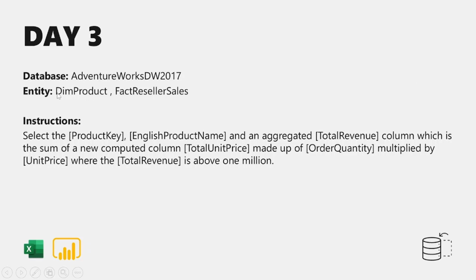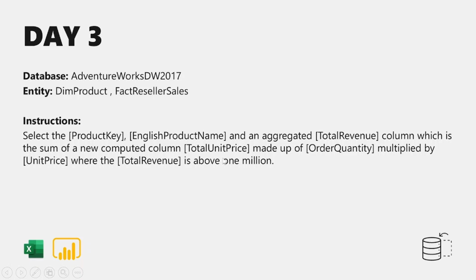So for today's challenge, we have to work with the product table and the factory select sales. So the instruction here is to select the product key, the English product name, and an aggregated total revenue column, which is the sum of a new computed column, total unit price, made up of order quantity multiplied by unit price, where the total revenue is above 1 million. So let's see how this goes.